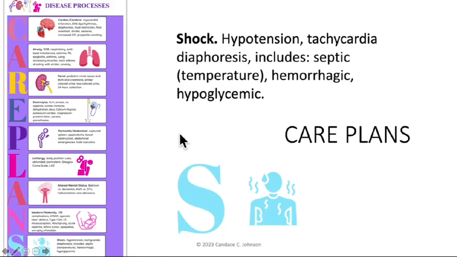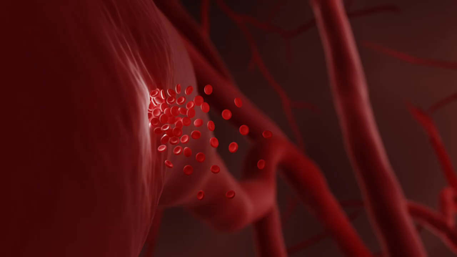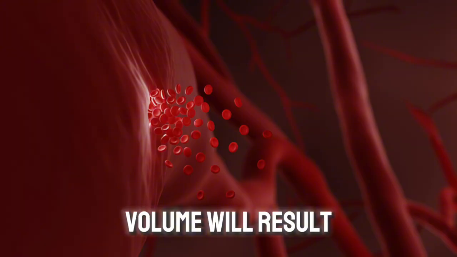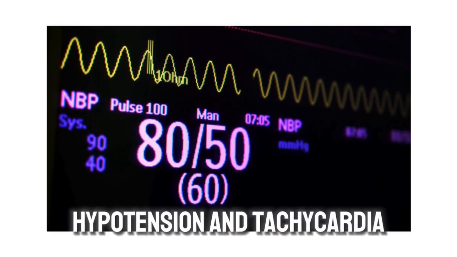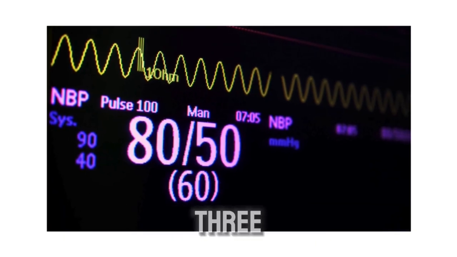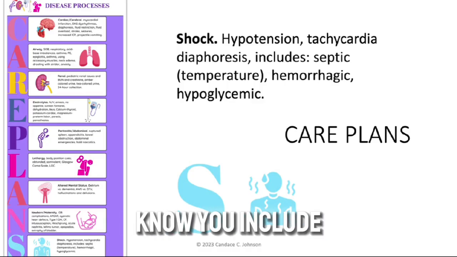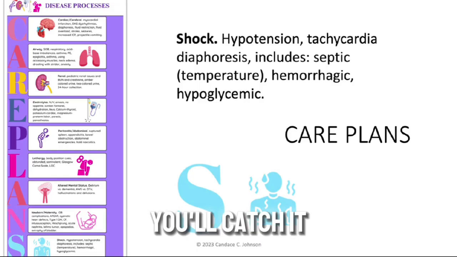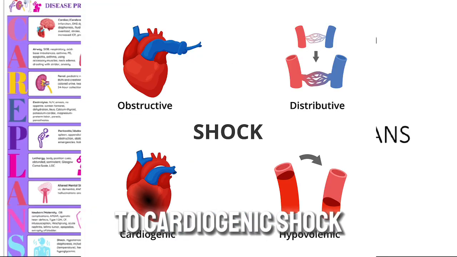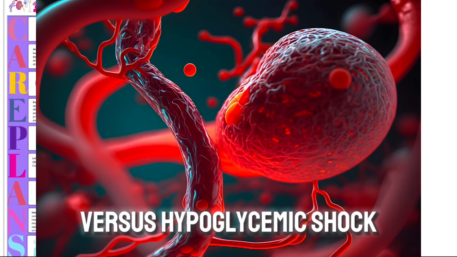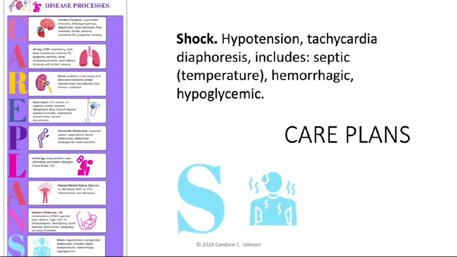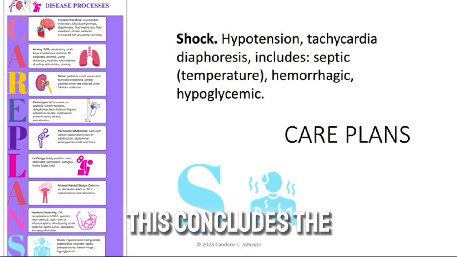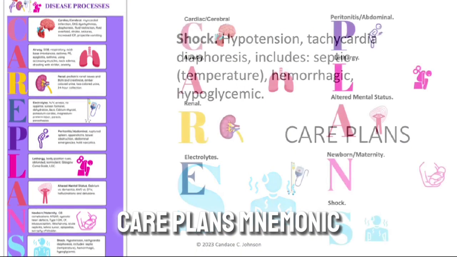All right. Now, another type of shock is hemorrhagic, and it's connected to the loss of blood. And usually the loss of fluid volume will result in hypotension. So again, if you know hypotension and tachycardia together make up shock, you'll catch all three. Okay. But if you include some of those other more subtle signs, you'll catch it on the ones that are connected to cardiogenic shock versus hemorrhagic shock versus hypoglycemic shock versus hypotensive shock. All right. So, you guys, this concludes the CARE Plans mnemonic.